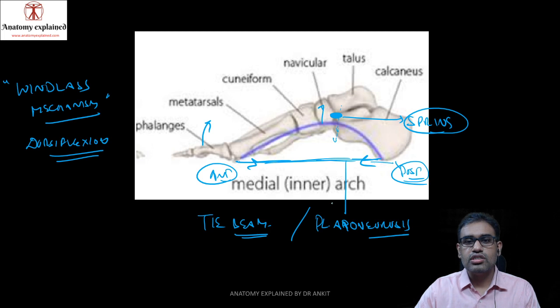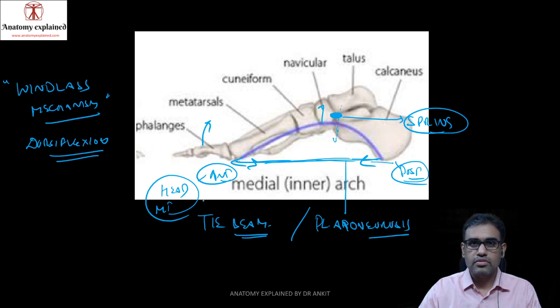Basically, it is due to the stretching of the plantar aponeurosis, which brings these two pillars together. What are these two pillars? Posteriorly, we have the calcaneum, and the anterior pillar is formed by the heads of the metatarsals. That is the windlass mechanism. So for ligamentous support, you have the spring ligament and the plantar aponeurosis.